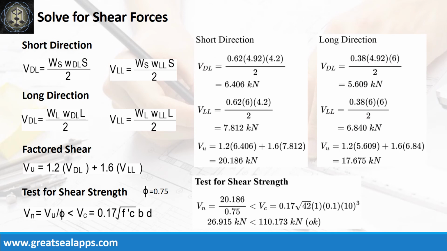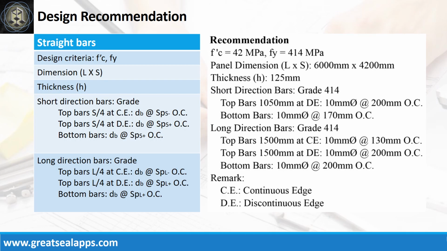At short direction, the shear force from dead load is 6.406 kN, and live load is 7.812 kN, for a factored shear force of 20.186 kN. At long direction, the shear force from dead load is 5.609 kN, and live load is 6.84 kN, for a factored shear force of 17.675 kN. The nominal shear force is 26.915 kN, less than 110.173 kN concrete capacity. Design recommendation as follows.